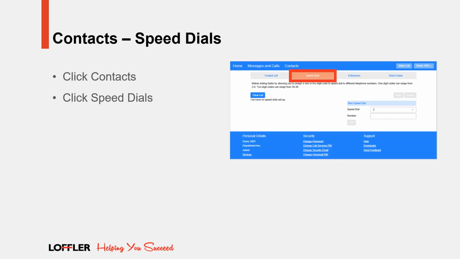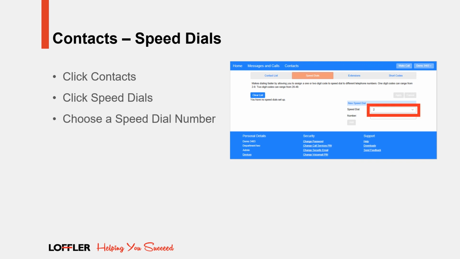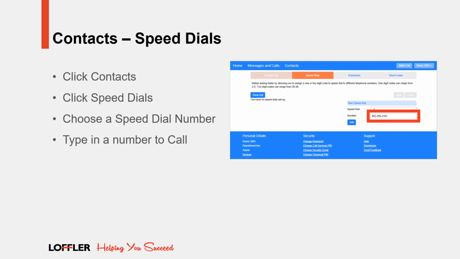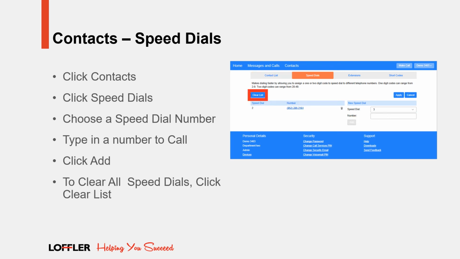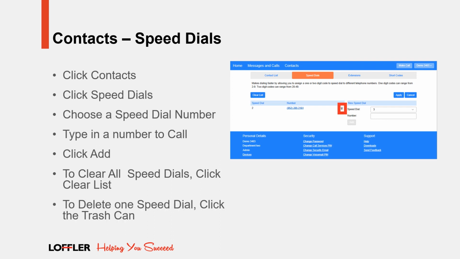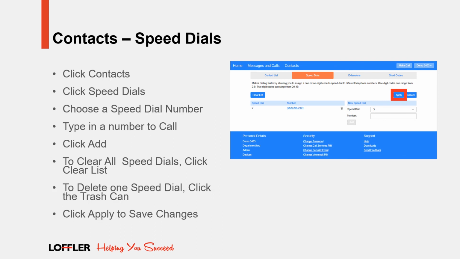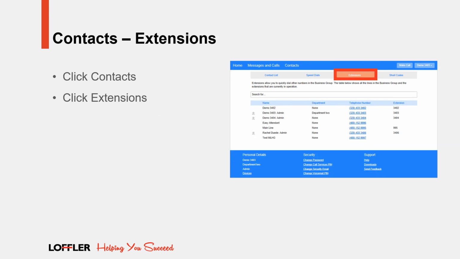To set up personal speed dial codes, click Speed Dials. Choose a speed dial number to program, 2 through 9 or 20 through 49. Type in a number to call and click Add. To clear all speed dials, click Clear List. To delete one speed dial, click the trash can next to the one you would like to delete and click Apply to save changes.